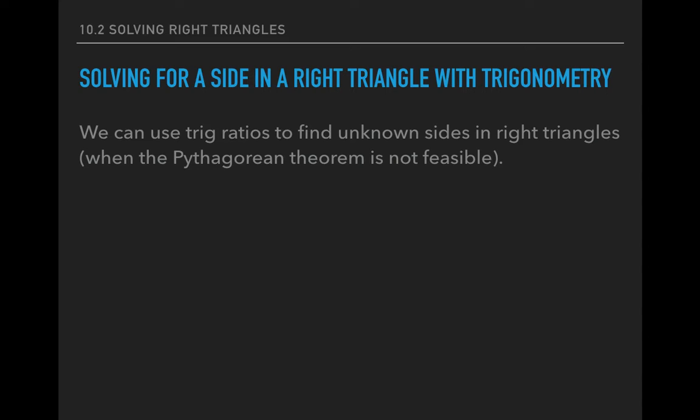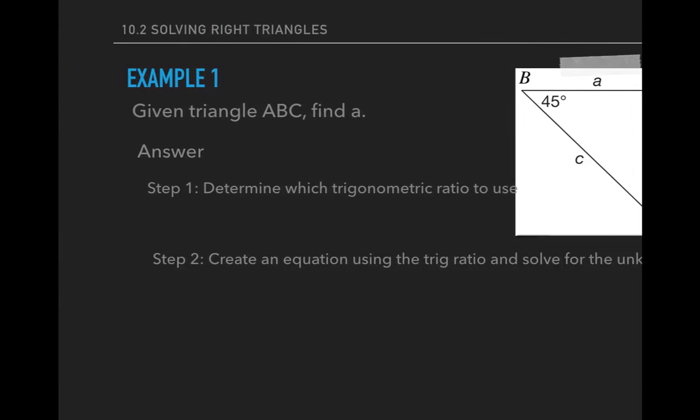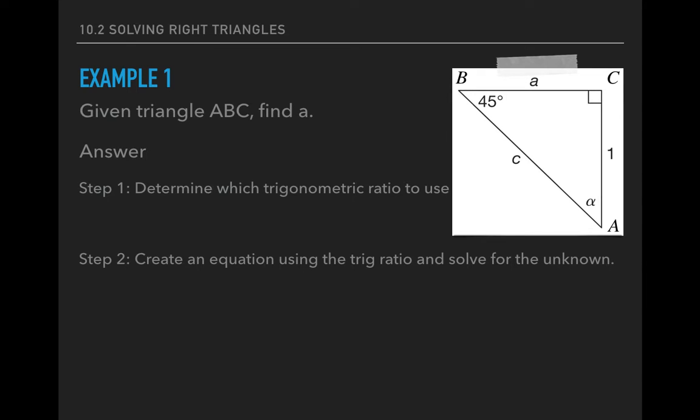Okay, so we can use trig ratios to find unknown sides in right triangles. In cases like this, there's no way for us to know the measure of A and C. The Pythagorean theorem only works if you know two sides. If you know two sides, you could solve for the third, but if you only know one, it's not sufficient. And that's where our trig ratios come into play. So looking at this problem, let's find the measure of side A.